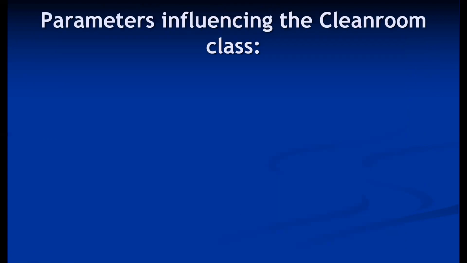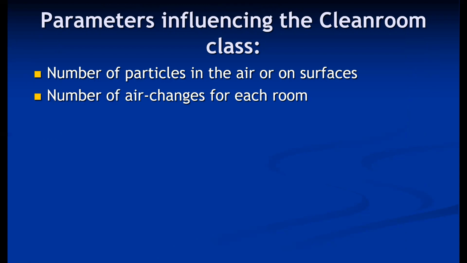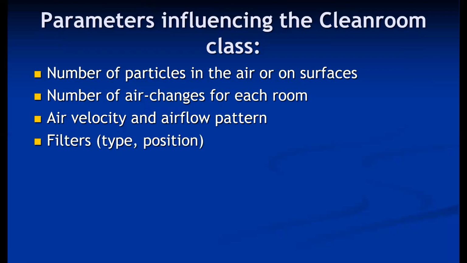The parameters generally influencing the clean room, as we have discussed, are: first, the number of particles in the air or on the surfaces, according to which the classes are defined. The number of air changes that we have discussed. Then air velocity and airflow pattern, whether laminar or turbulent airflow is allowable. Then the type of filters to be used. Generally HEPA filters, high efficiency particulate air filters, are recommended for clean room air conditioning systems.